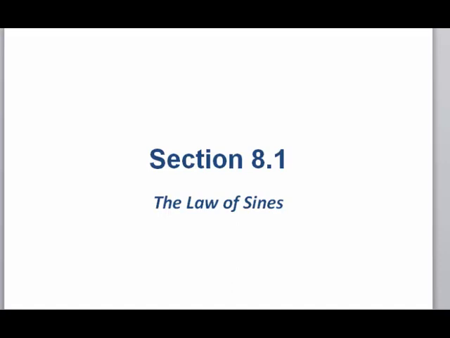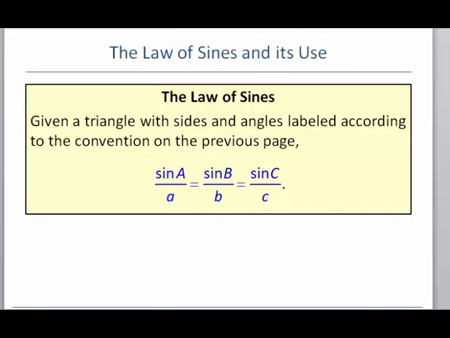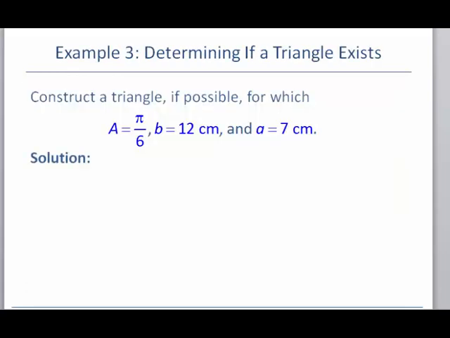We'll now continue discussing the law of sines. Just as a review, remember that the law of sines says that the sine of angle A divided by A is equal to the sine of angle B divided by B, which is equal to the sine of angle C divided by C.